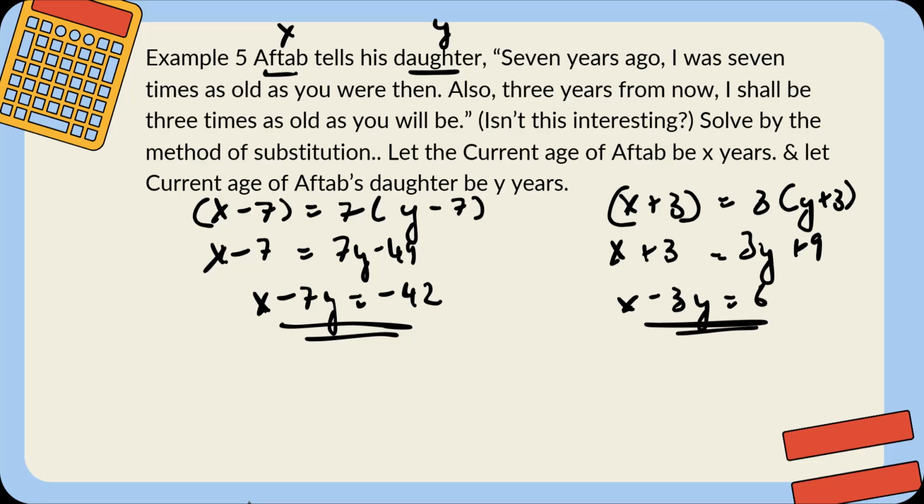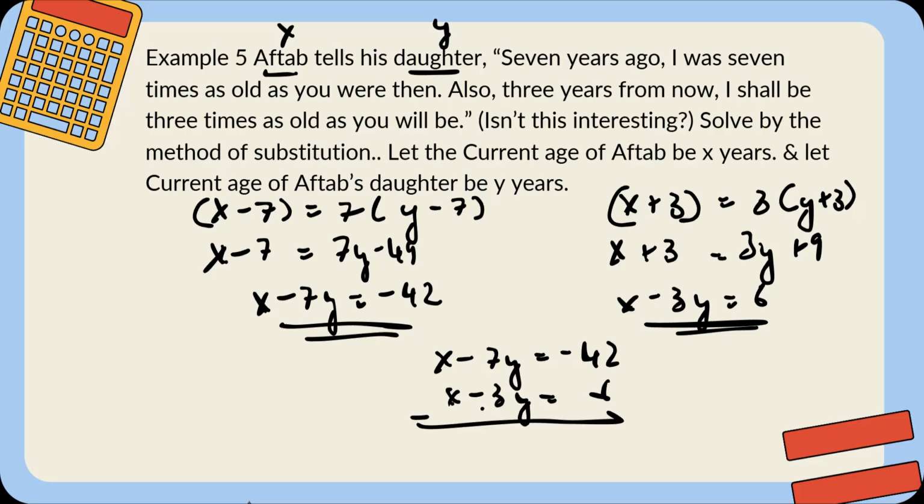How do we solve the equation? You can solve it by elimination method because that will be the easiest. So we have x minus 7y is equal to minus 42 and we have x minus 3y is equal to 6. So we'll subtract them, right? So this will become minus, this will become plus, this will become minus. So we have minus 42 plus 6. How much is 42 plus 6?